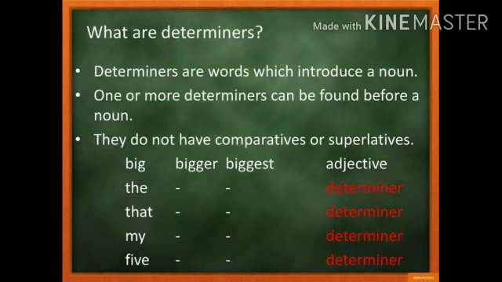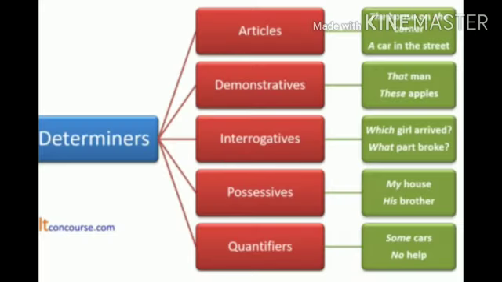So let's proceed. First of all, what are determiners? Determiners are words that introduce a noun and provide some information about it, but they don't describe it. They don't have comparatives and superlatives. We have various kinds of determiners, as you can see on the screen: articles, demonstratives, interrogatives, possessives, and quantifiers.